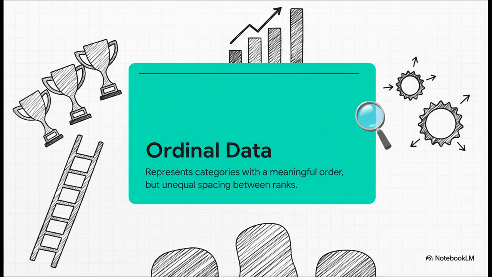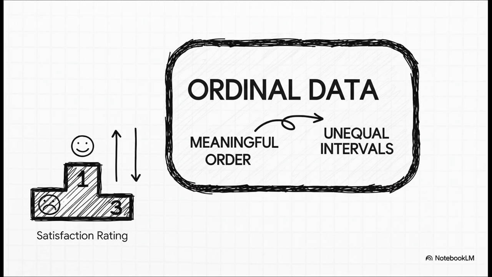Okay, next up, we have ordinal data. Now, at first glance, this might look a lot like categorical data, but it's got one crucial twist. Here, the order actually matters. The categories have a meaningful, logical ranking from low to high, or small to large. A classic example is a satisfaction survey. We all intuitively know that high satisfaction is better than medium, and medium is better than low. There's a clear order there. But, and here's the key thing, the gap between low and medium isn't necessarily the same size as the gap between medium and high. The intervals aren't equal.